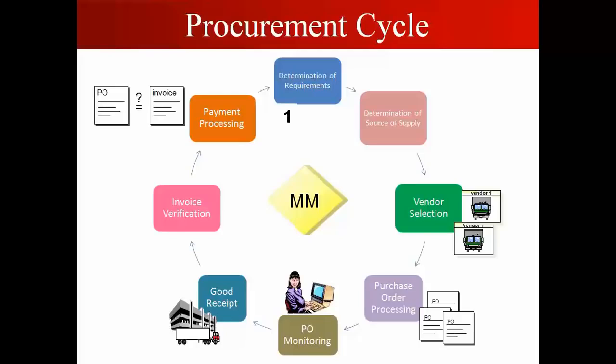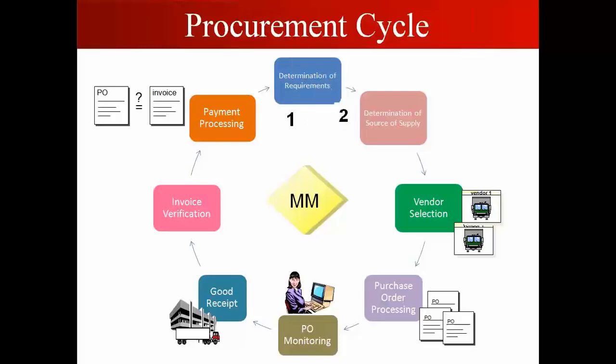If SAP needs some material to manufacture some other product, it will automatically create a requirement via something called MRP, which we'll talk about later in detail. Or the requirement can be created manually by someone in the business. So you'll get the requirement first. That's step number one.